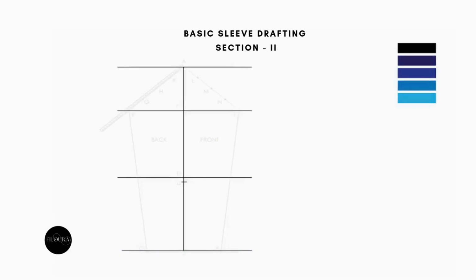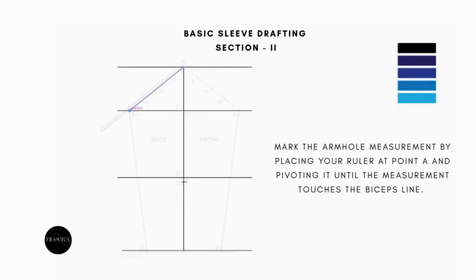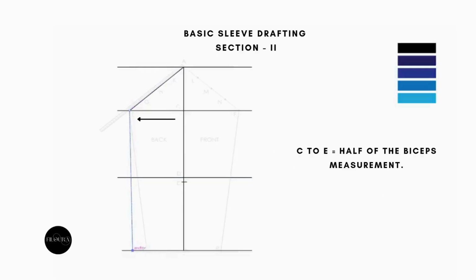Next is section 2. Now we will establish the sleeve width. Mark the armhole measurement by placing your ruler at point A and pivoting it until the measurement touches the bicep line. Mark this point as E and join A to E. Next, C to E is half of the bicep measurement. Draw a line A to E.